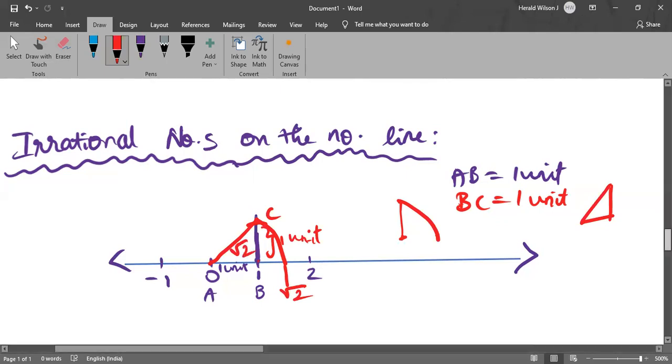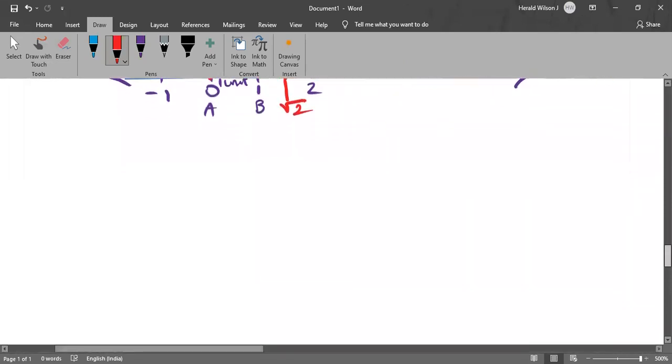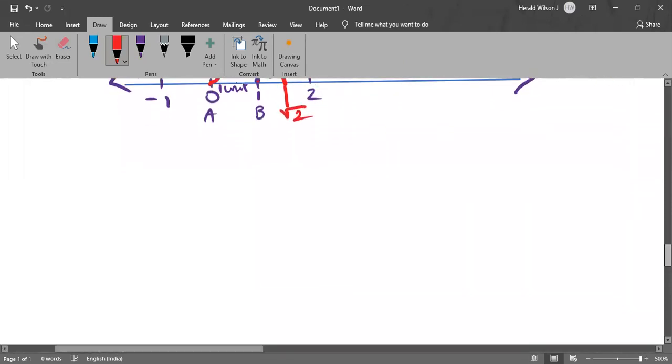Now what is all of this? How is this equal to root 2? So many questions popping up in your head. Let me explain. See, now we need to represent root 2 on the number line. So we will be using Pythagoras theorem.